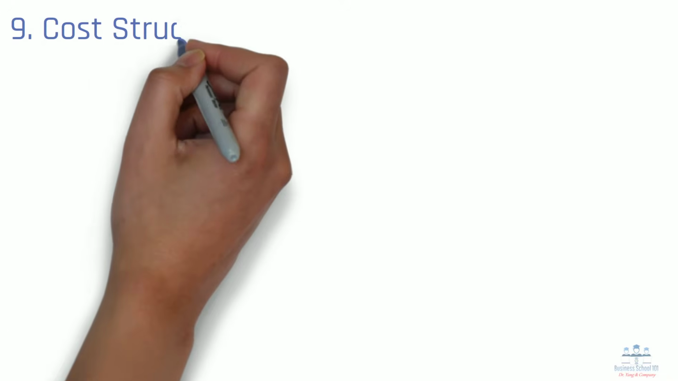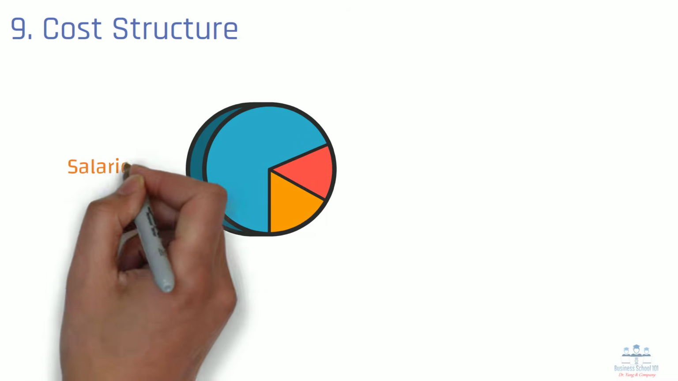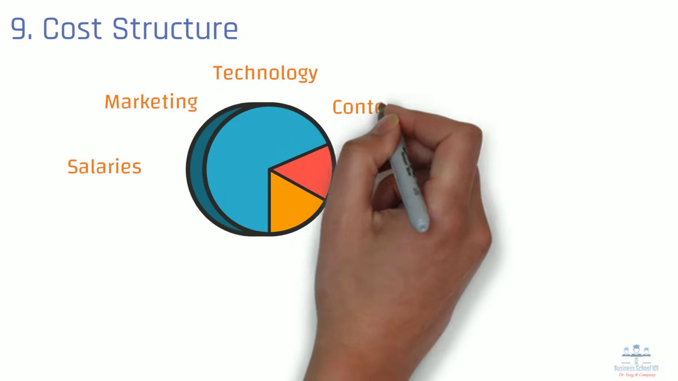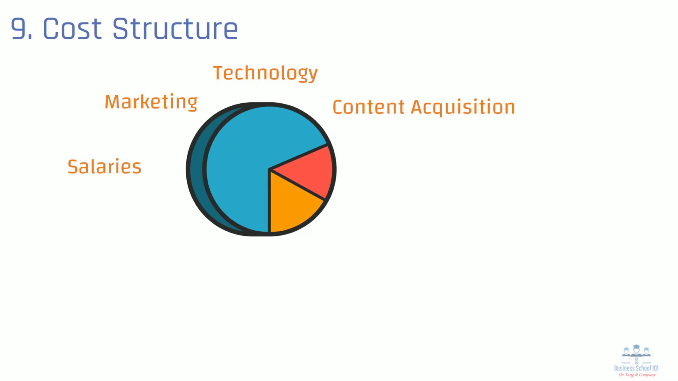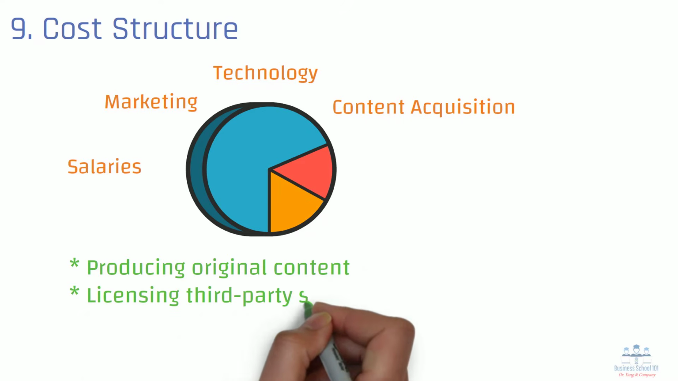Number 9. Cost structure. The cost structure outlines all the expenses a business incurs to operate. These can include fixed and variable costs like salaries, marketing, technology, and content acquisition. Netflix's major costs include producing original content and licensing third-party shows and movies.